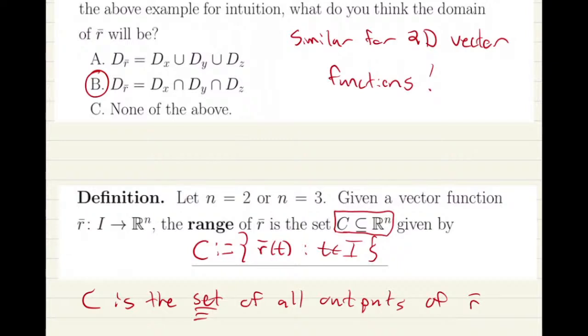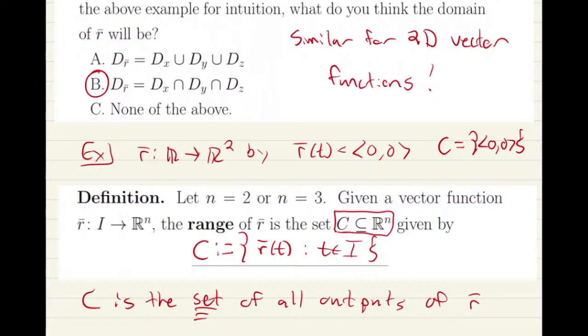Oh, sorry, I just saw your question, Nagake. Can capital C be a proper subset of Rn? Yes, it can. In fact, it can be one point. Define R from the real numbers to R2 by R of T maps every T to the vector 0, 0. It's a constant vector function. R of 1 is 0, 0. R of 1,000 is 0, 0. R of negative pi is 0, 0. Then what would C be? C would be just the set containing 0, 0. So yes, it can be a proper subset of Rn. It can be a set containing one element. You are welcome. Thank you for the question.